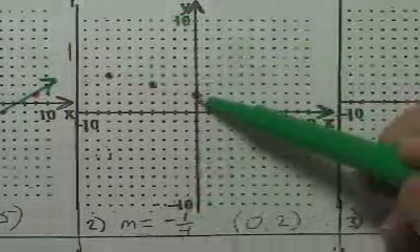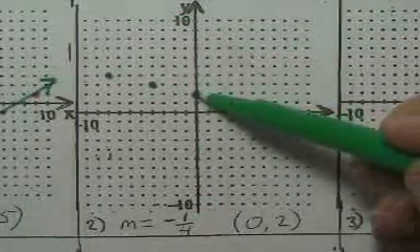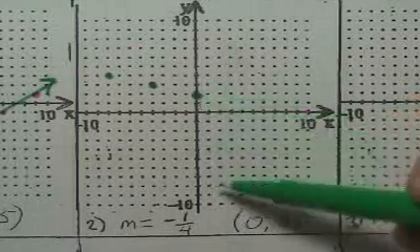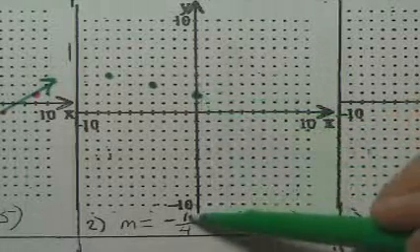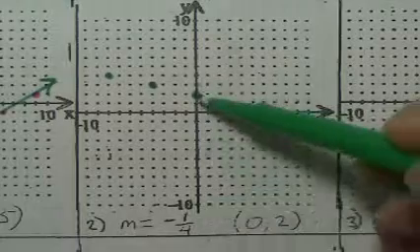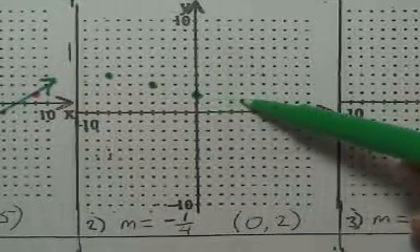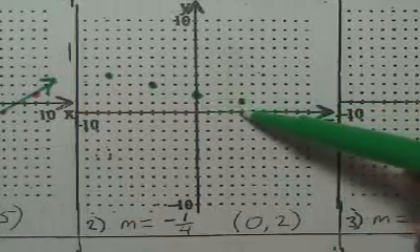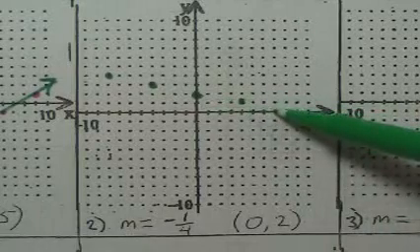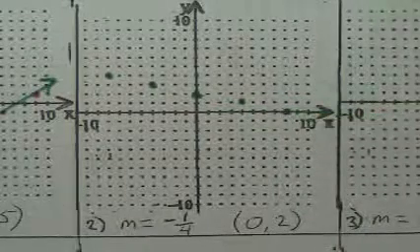I go back to my y-intercept. I go down 1 over 4. Where am I getting the numbers 1 and 4? From my slope. Down 1 and over 4. 1, 2, 3, 4. I'll do it again. Down 1 and then 1, 2, 3, 4. It's kind of fun, actually.